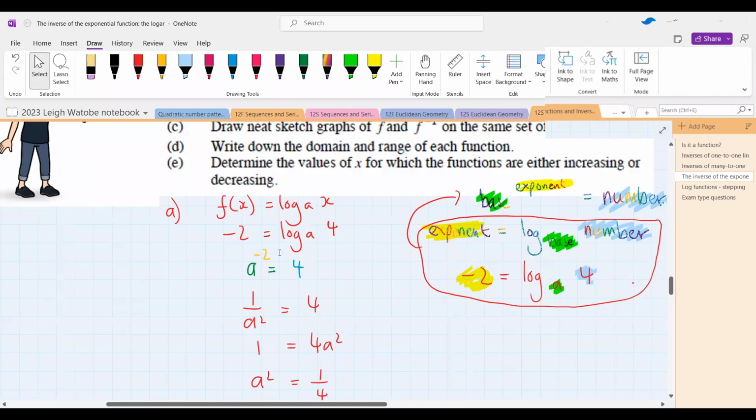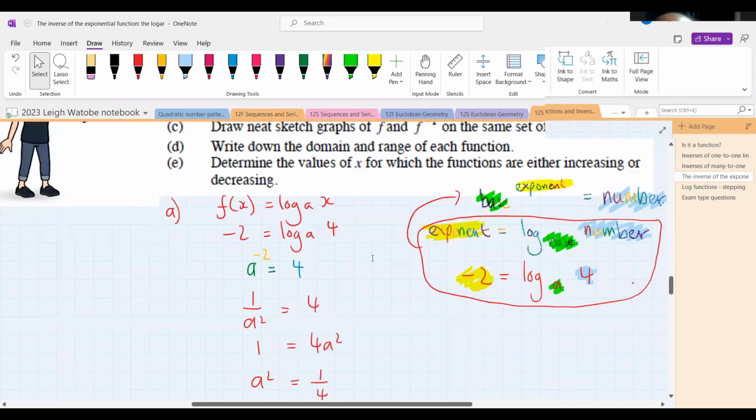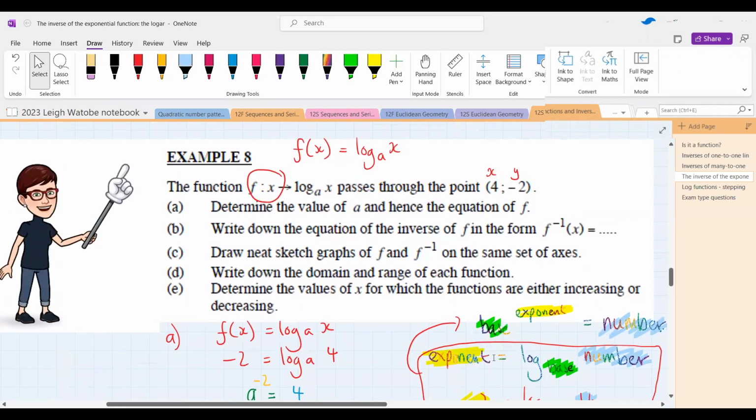Yes, so that's what you were given. You were given exponent equals log base number, so the only thing you can do is write it as base exponent equals number. There's only one way that this can be done when you're working with inverses. If they give you exponent equals log base number, you can only write base exponent equals number. There's no other way to do it.